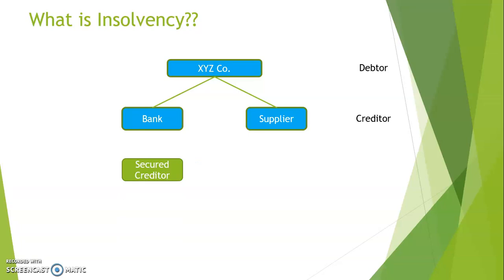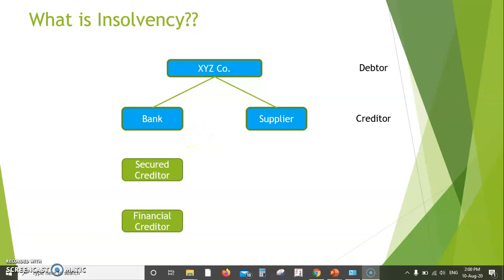Fine. And since the bank is providing a financial aid, he will be called a financial creditor. Clear? The bank is called a secured creditor because the bank has a security in the form of a collateral, and the bank is called a financial creditor because the credit that the bank provides is in terms of finance. Fine. Whereas the supplier actually doesn't take any form of security.